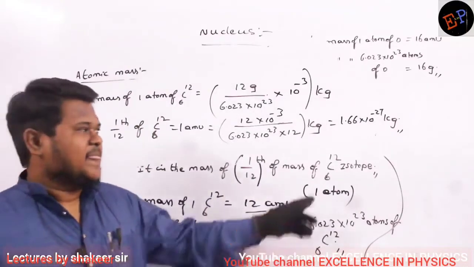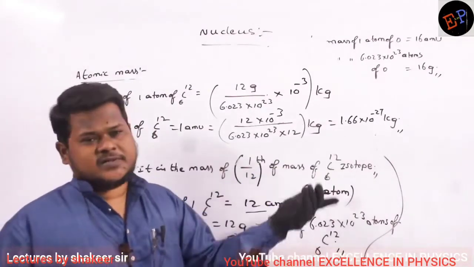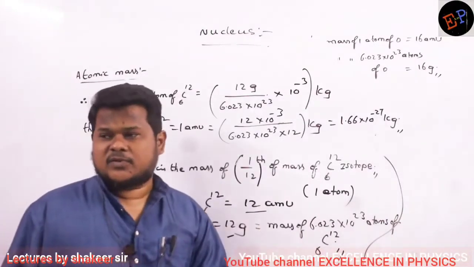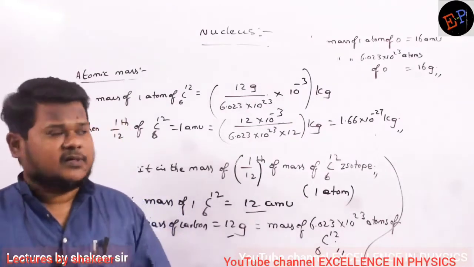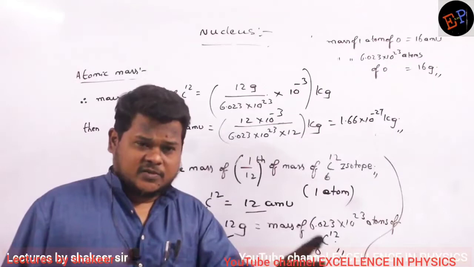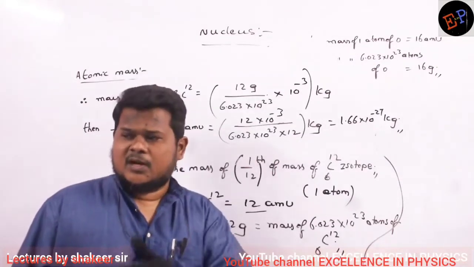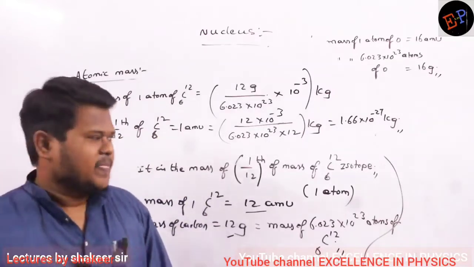Are you able to understand? The mass of a proton is 1.6726, almost equal to 1.66. What is the mass of a neutron? 1.6750 multiplied by 10 power minus 27. This is also almost the same. So 1 AMU is almost equal to the mass of a proton, a neutron, and a hydrogen 1,1 isotope. Understood, no?